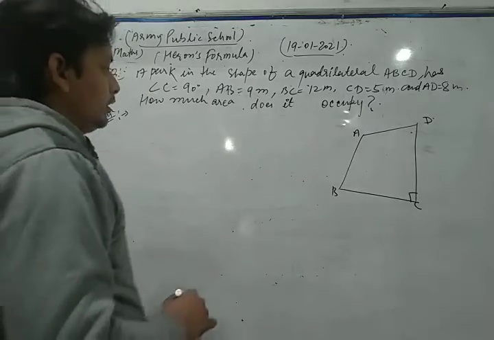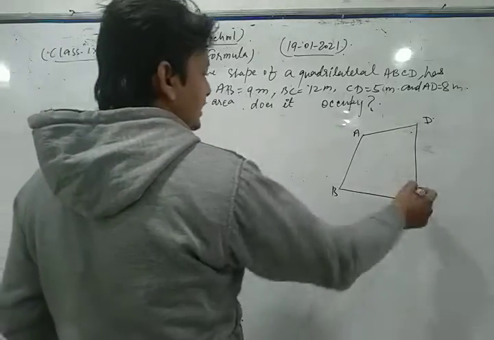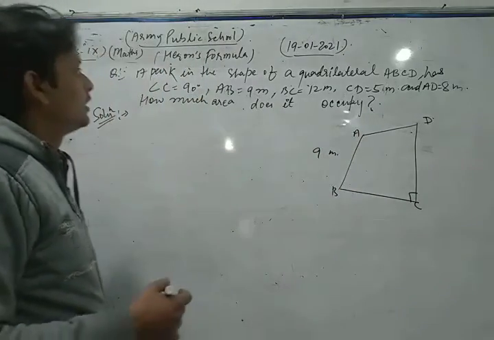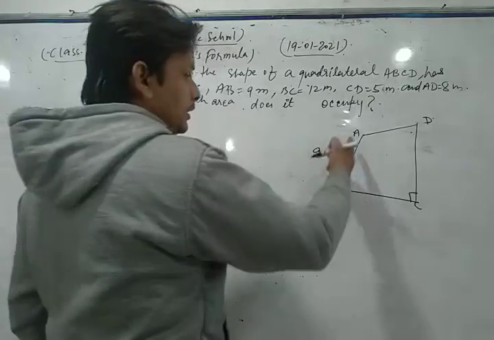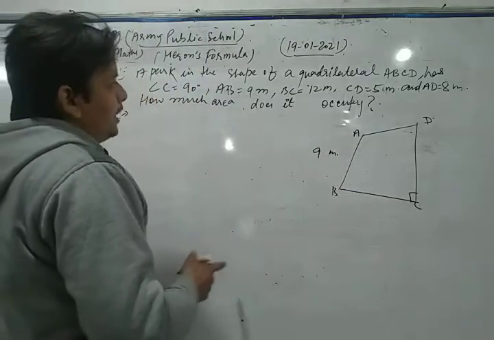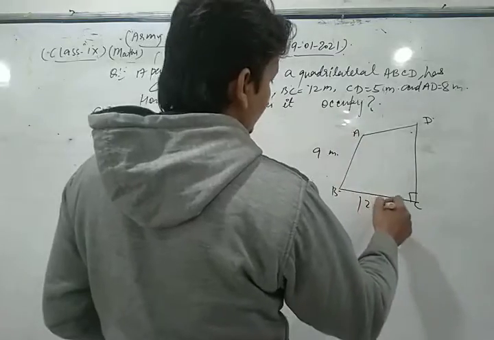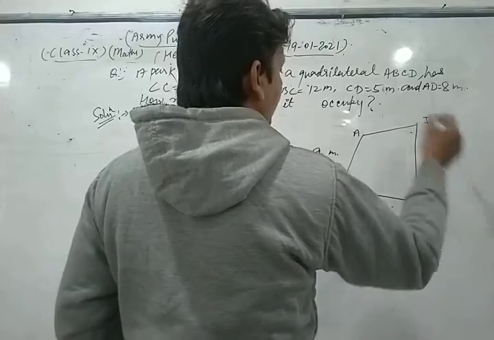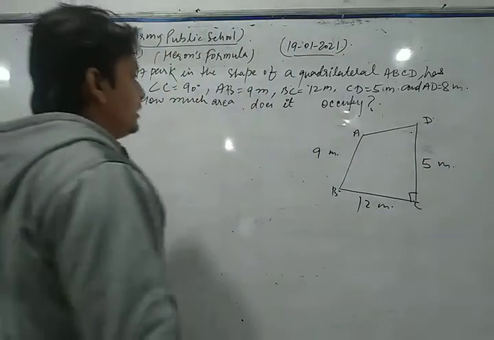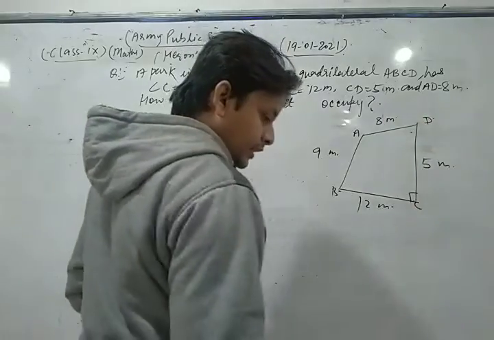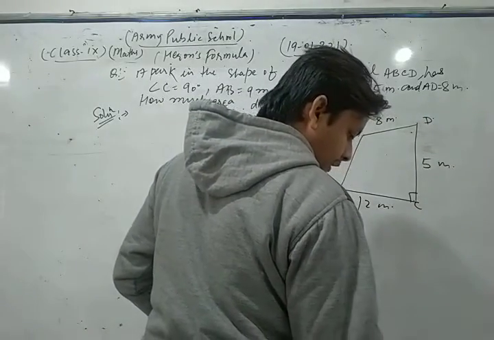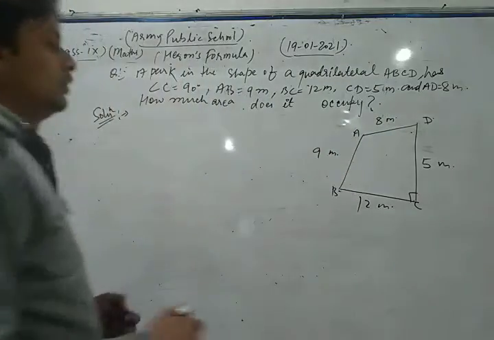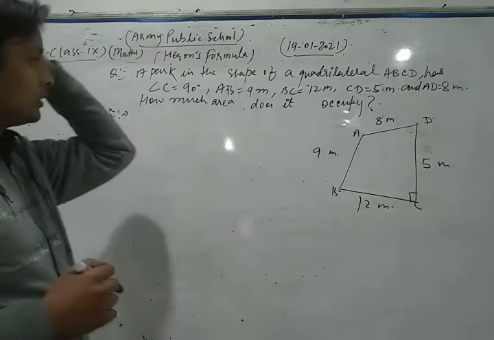Dear student, here angle C is 90 degrees, AB is 9 meter, the side AB of the quadrilateral. BC is 12 meter, CD is 5 meter, and AD is 8 meter. Now let's see, dear friends, we find the area of the quadrilateral ABCD.